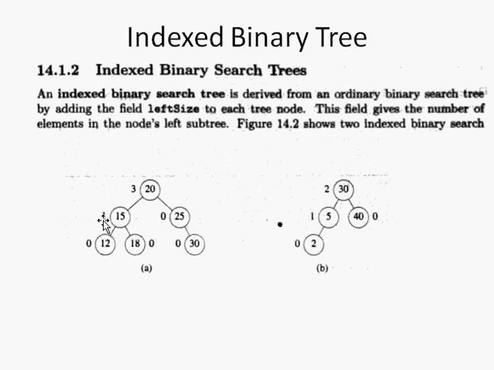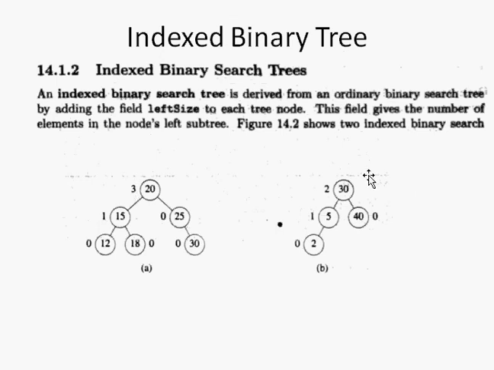Similarly, when we look at the terminal nodes, 12 does not have any left child, so it is 0. This again doesn't have any left child, so it is also 0. Similarly 25 doesn't have a left child, and 30 also doesn't have any left child. So you can figure out that only these two nodes get a nonzero count of left elements: 3 for this and 1 for this.